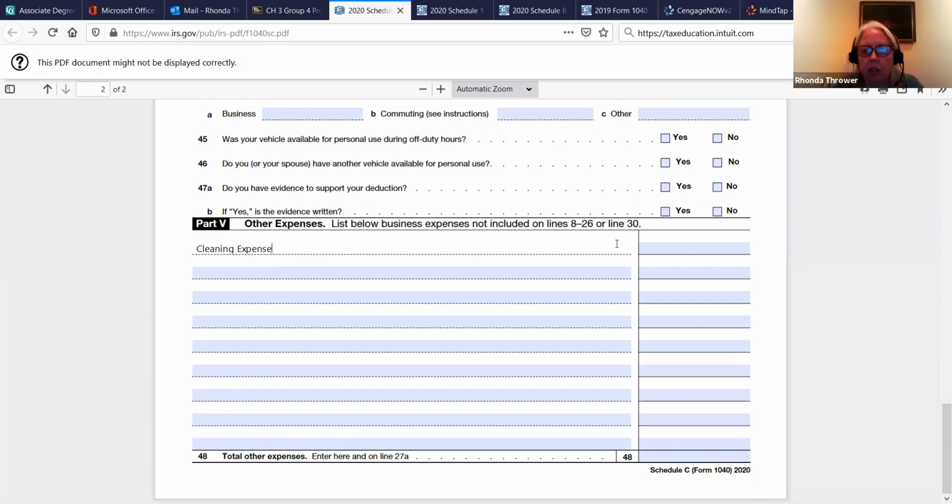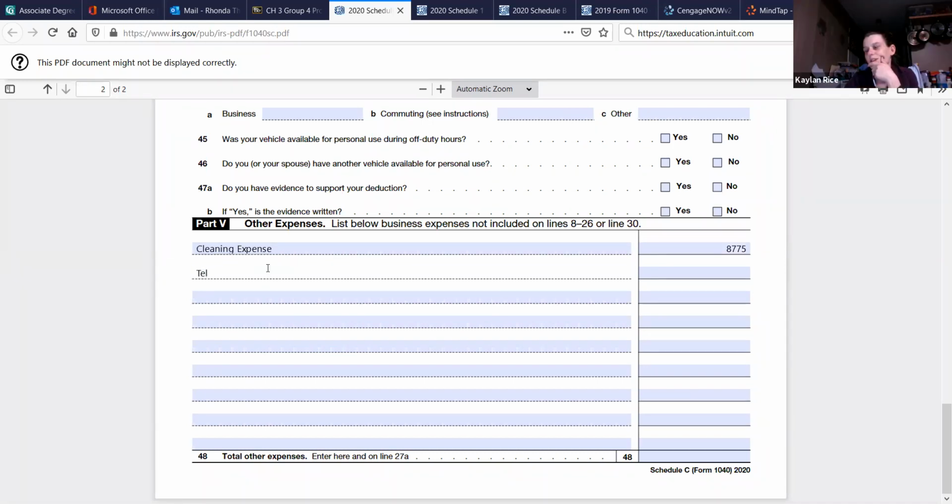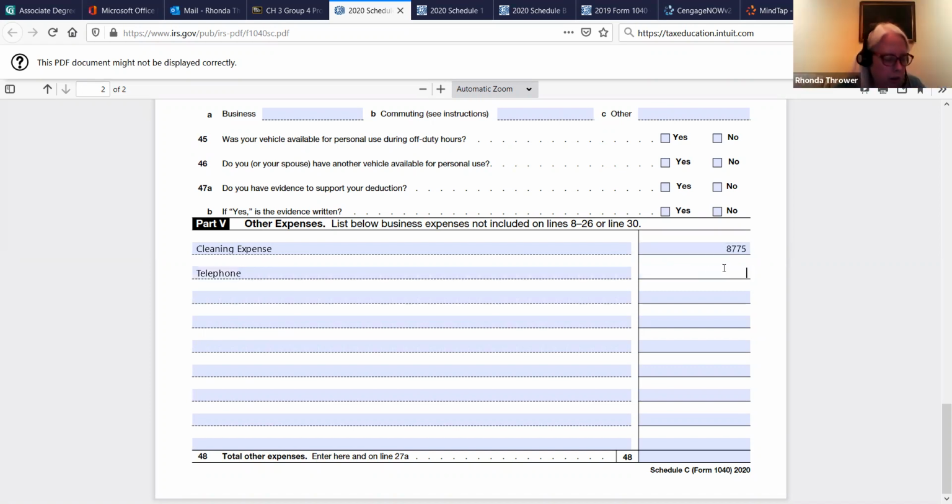Anything that doesn't fit in the blocks, put it as other. That's other, okay. Yeah. And I think cleaning was 8775. Yep. And then there was the telephone we just ran into, 2778. That would have been another 2778. That's right.